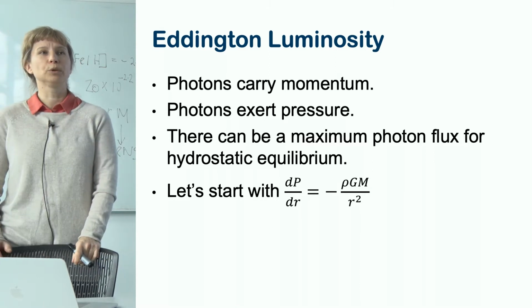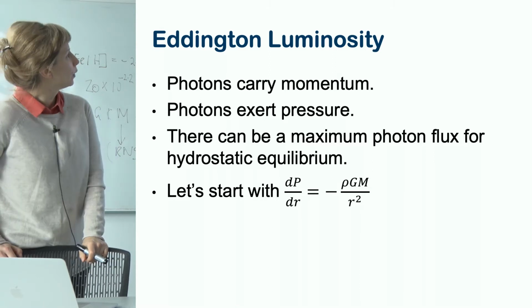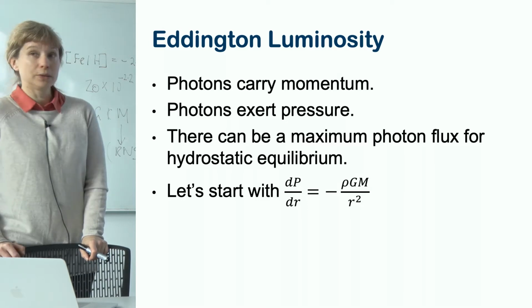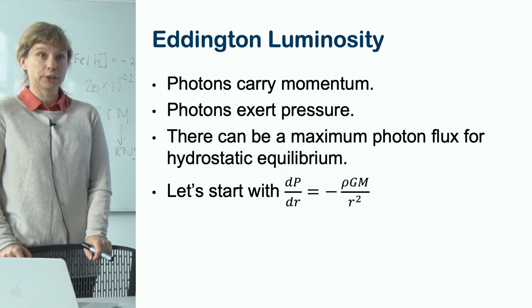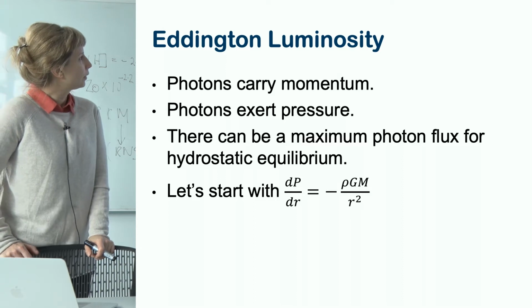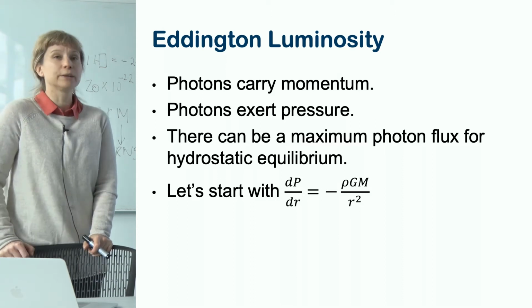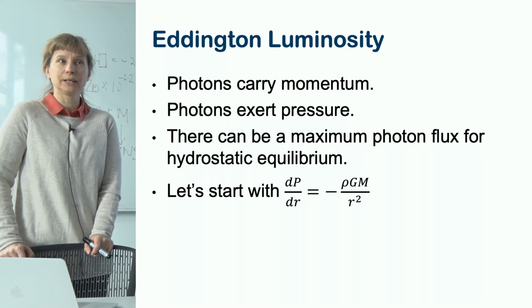So this is the maximum luminosity that a star can have. Photons carry momentum, we've learnt this. Photons also exert pressure, we've also learnt this. And so that means there can be a maximum photon flux for hydrostatic equilibrium, again for the star to stay balanced in hydrostatic equilibrium.